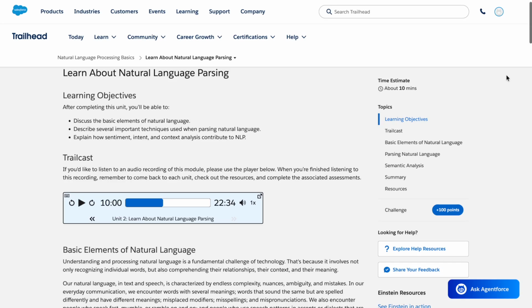Learn about natural language parsing. Learning objectives. After completing this unit, you'll be able to discuss the basic elements of natural language, describe several important techniques used when parsing natural language, explain how sentiment, intent, and context analysis contribute to NLP.